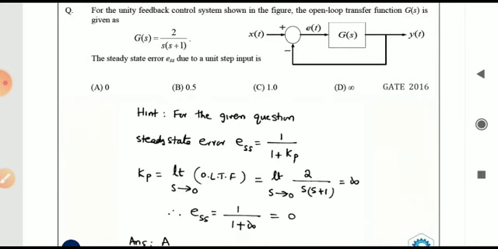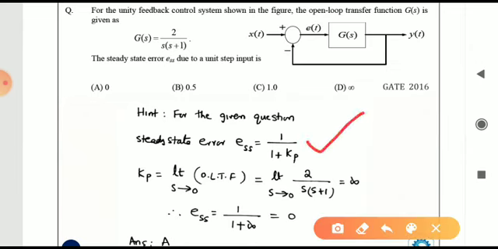the steady state error is given by means of an expression ESS equal to 1 divided by 1 plus Kp, where Kp is the static position error constant and it is defined as limit s tends to 0 of the open loop transfer function. Now from the given system, the open loop transfer function is 2 divided by s into s plus 1, hence Kp becomes infinity, hence the steady state error becomes 1 by 1 plus infinity, which is equal to 0, so the answer is A.